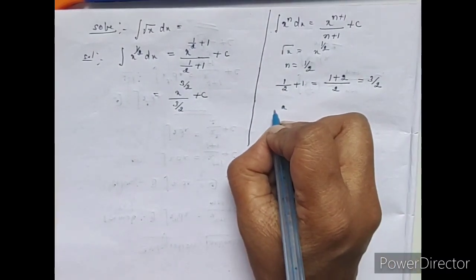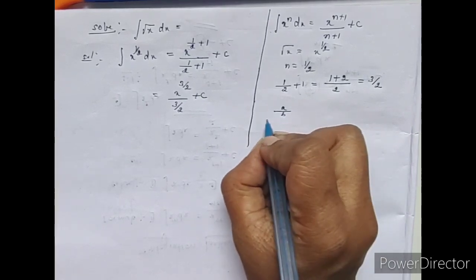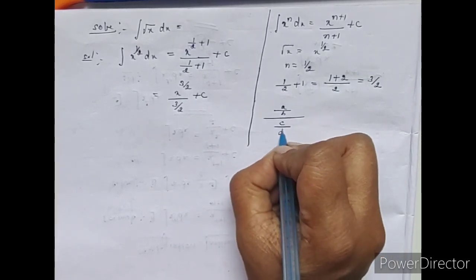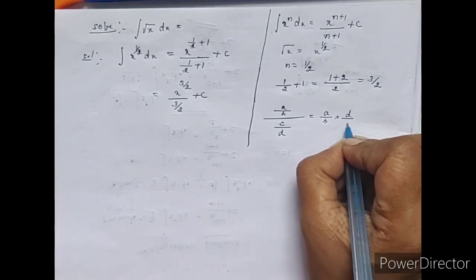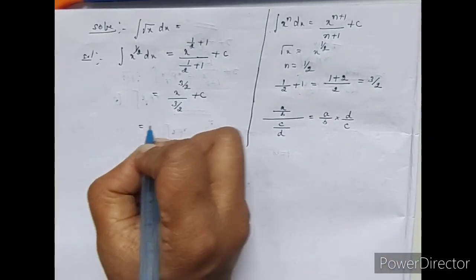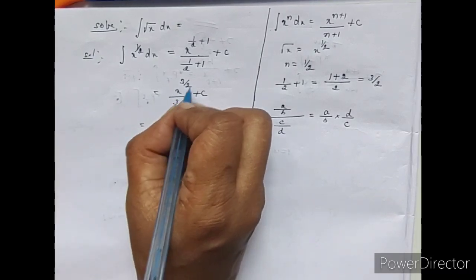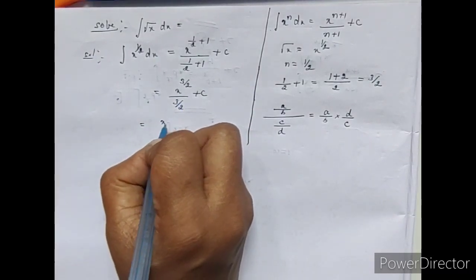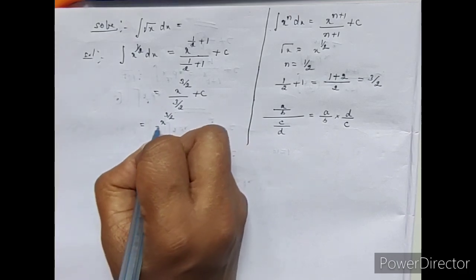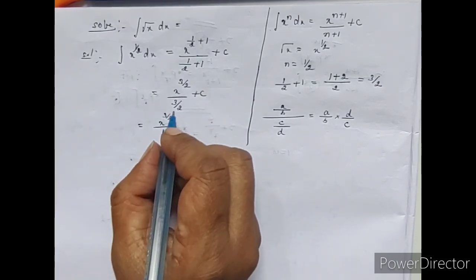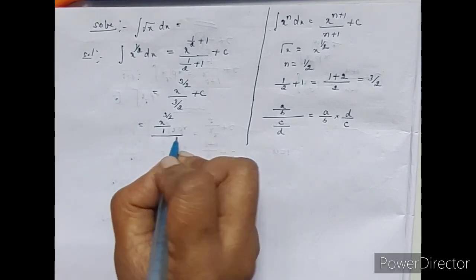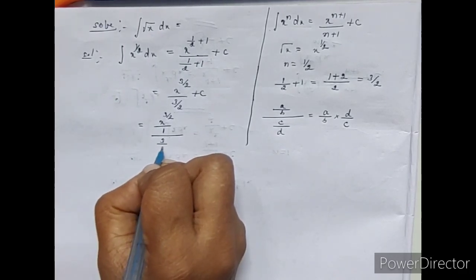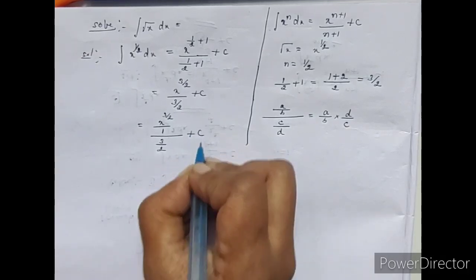Plus the constant of integration c. Now we have this rule: a by b divided by c by d you can write as a by b into d by c. Therefore, I can write the numerator x to the power of 3 by 2 as x to the power of 3 by 2 divided by 1, because x to the power of 3 by 2 divided by 1 is x to the power of 3 by 2 itself, divided by 3 divided by 2, plus the constant of integration c.